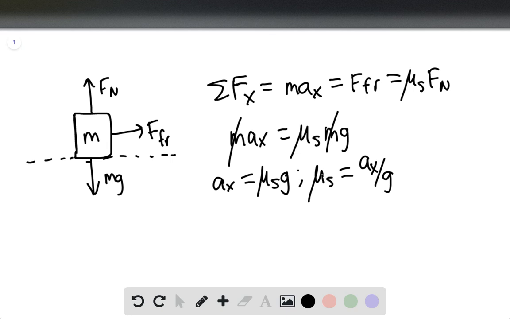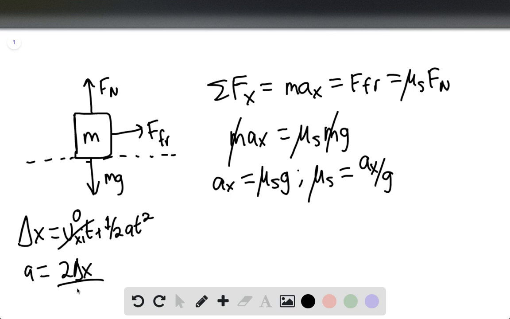Now, we don't know the acceleration, so we have to solve. So delta x equals v x initial t plus 1/2 a t squared, and we're solving. We know that v x initial is 0, and we're solving for a. So a is going to equal 2 times delta x divided by t squared.